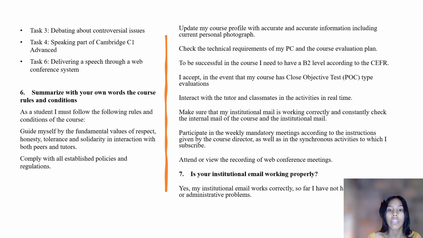To be successful in the course, I need to have a B2 level according to the CEFR. I check in the event that my course has closed objective tests, POC type evaluations, interact with the tutors and classmates in the activities in real time. Make sure that my institutional mail is working correctly and constantly check the internal mail of the course and the institutional mail.